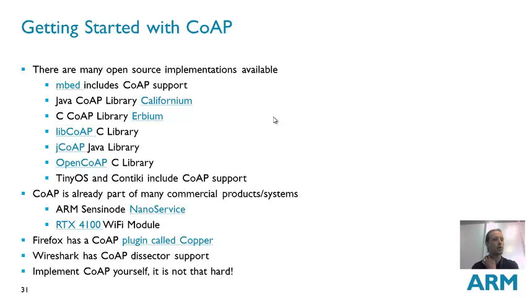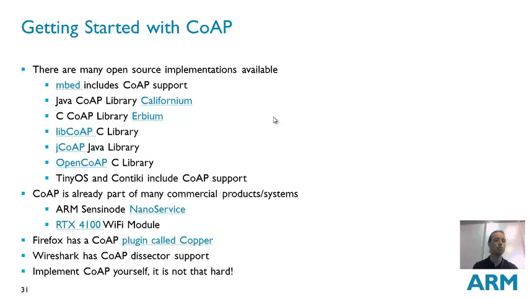So how do we get started with CoAP? Well, the great thing about an open standard is that we have a lot of open implementations out there. Examples include mbed from ARM, where we have CoAP support built into the SDK. There are great Java libraries, for example, Californium, C libraries like Erbium. These are in the Eclipse Foundation. We have libcoap, jcoap, opencoap, and several OSs with support just built in. So it's pretty easy to get a hold of an implementation or even implement one yourself.